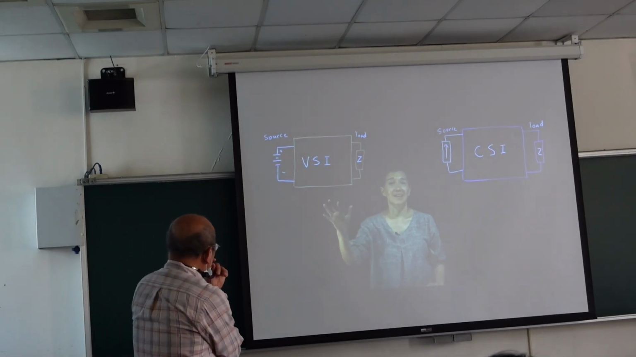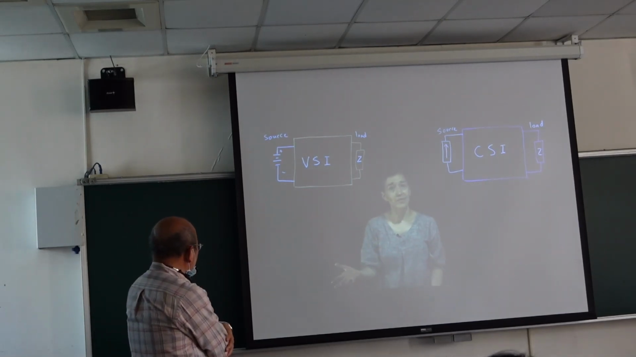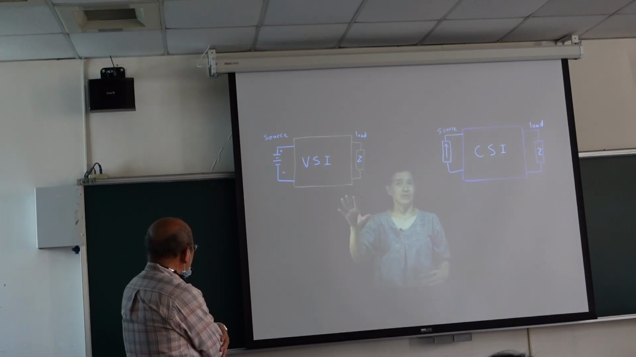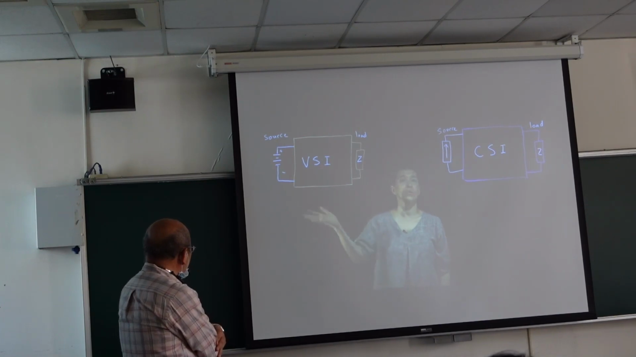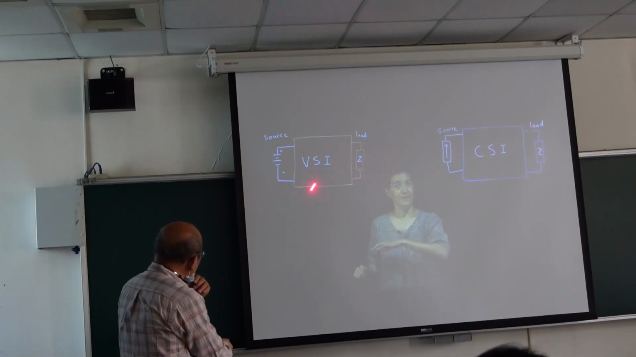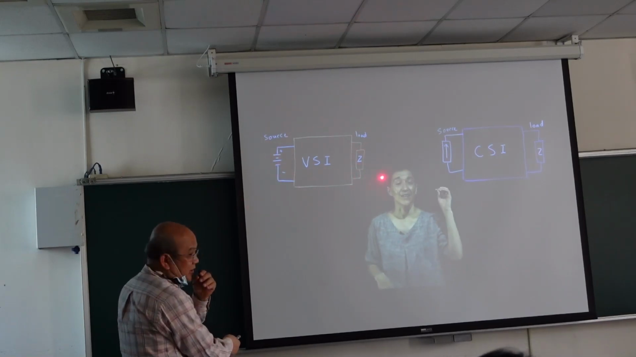Within the inverter, there's a bunch of different topologies that you can use, but we're just saying when the source is a voltage source, then we can use a voltage source inverter to transform the DC to AC.